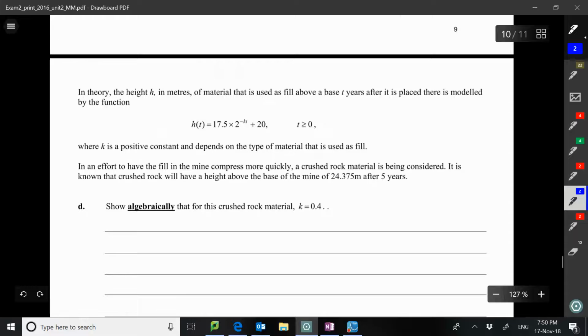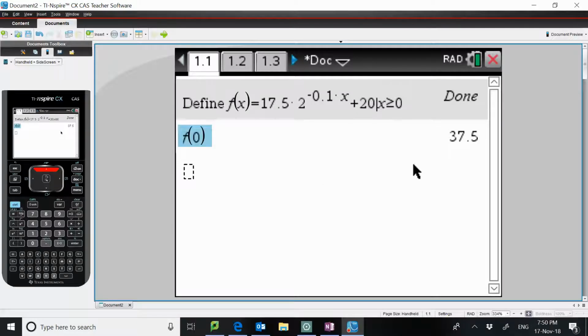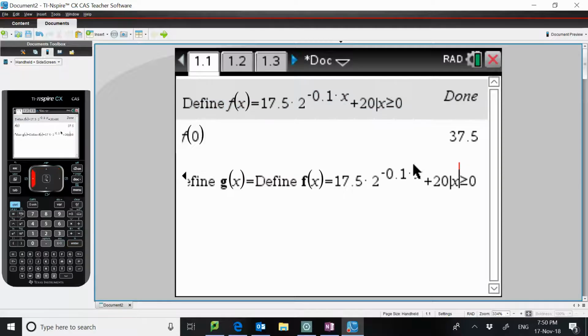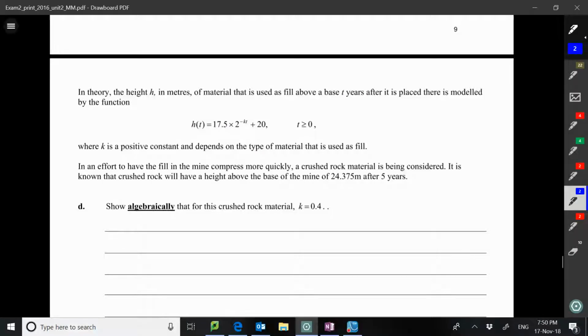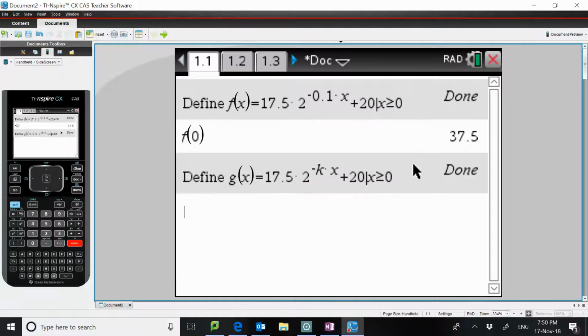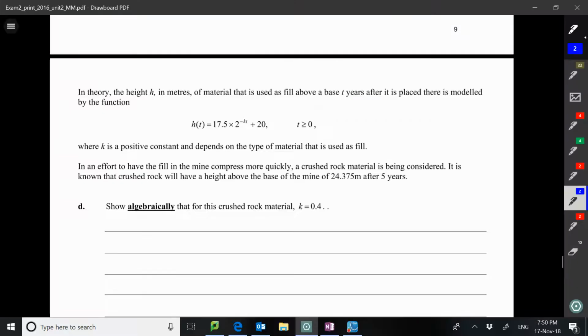So here we go. In theory, the height in meters of the material that is used to fill the base after t years placed has changed. Oh, now it's negative kt. So I'll probably define a second one. Define g of x is equal to, and I'll do all the same. The only difference is I'm going to change this to negative k, so delete, delete, delete. Define g of x is equal to that, where x is greater than or equal to 0. 17.5, negative k. Okay, cool. Enter. So that's what g of x equals now. Now, it says k is a positive constant.